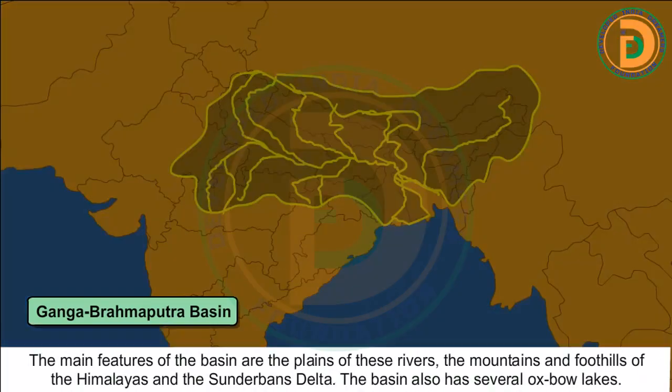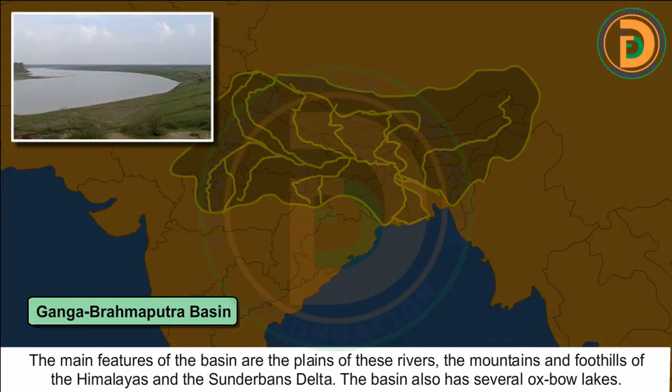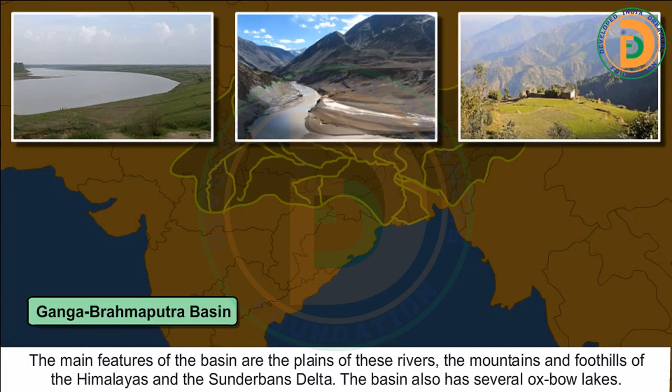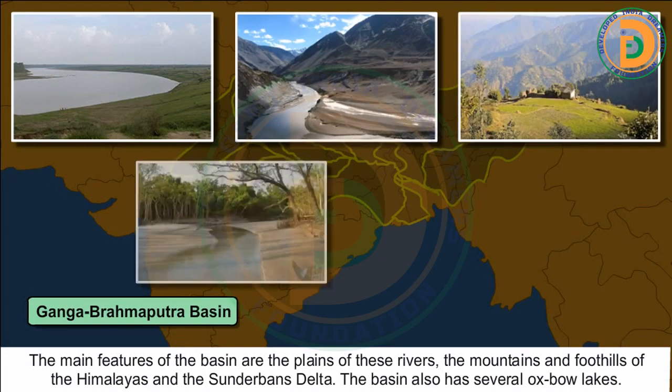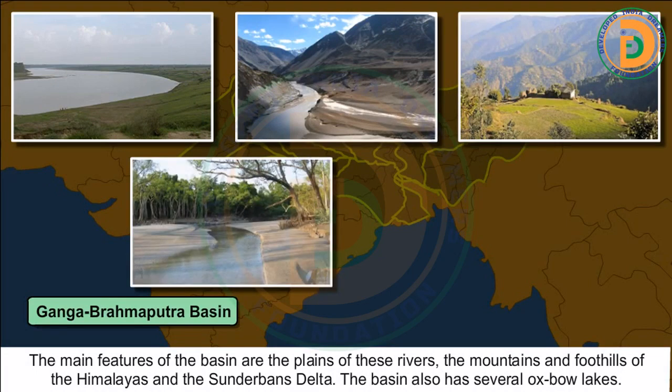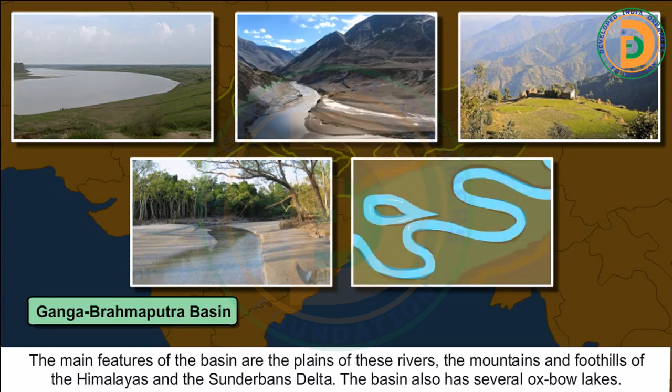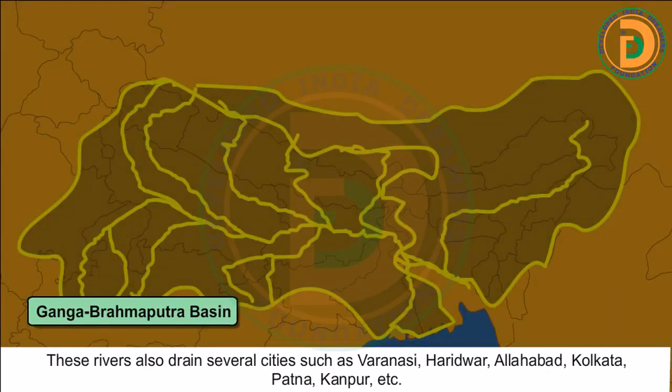The main features of the basin are the plains of these rivers, the mountains and foothills of the Himalayas, and the Sundarbans delta. The basin also has several oxbow lakes. These rivers also drain several cities such as Varanasi, Haridwar, Allahabad, Kolkata, Patna, Kanpur, etc.